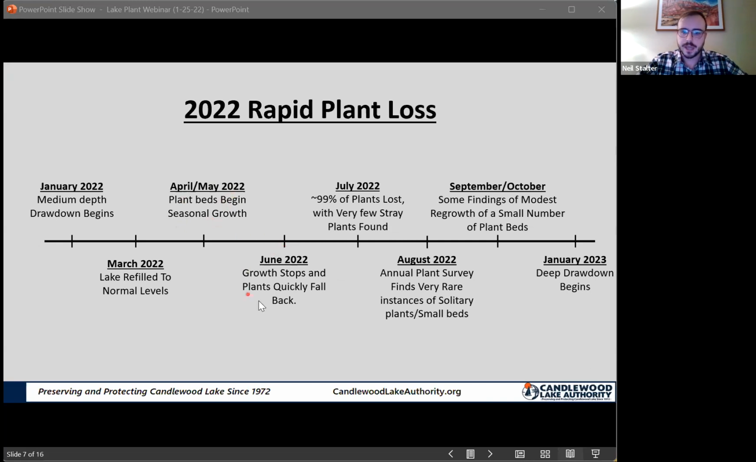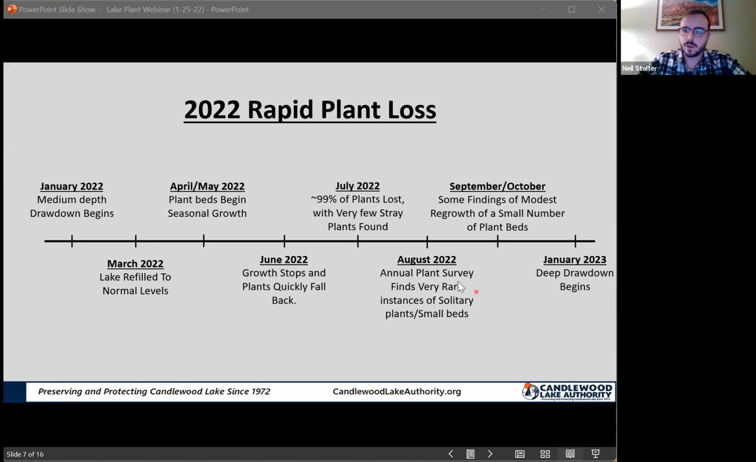In June, it quickly became clear that the growth that had been seen at the beginning of the season with sonar had slowed down in a lot of areas and completely stopped in most. And stands of plants that had been seen starting to grow were either starting to dwindle or disappear completely. By July of this year, virtually all the plant material in the lake was gone. It was difficult to find any plants, a few strands here and there, but it took a lot of searching to find the existing plant material in the lake.